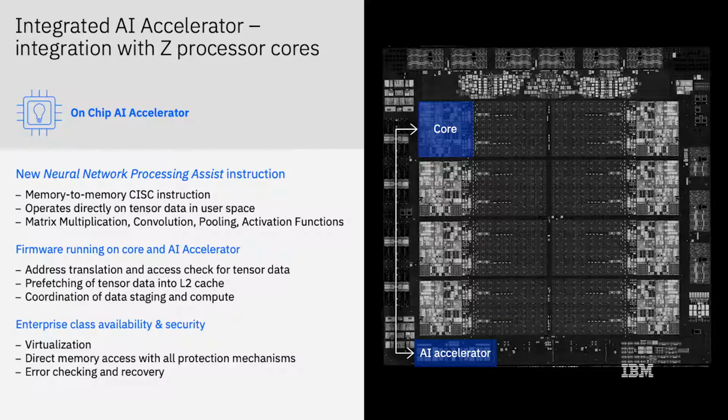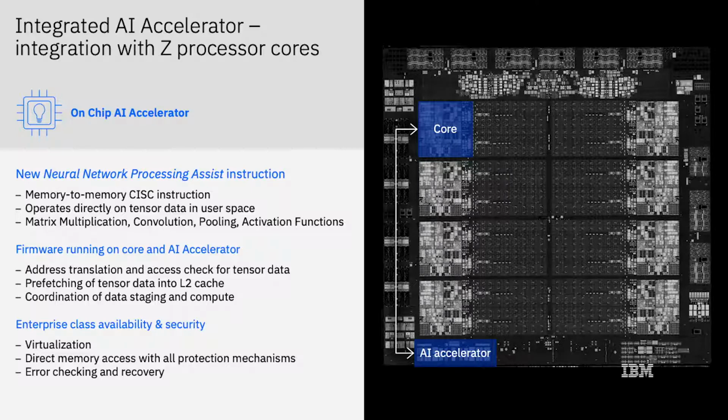There is firmware running on both the processor core and the AI accelerator. The processor firmware performs all the address translation, translating the program virtual addresses to physical addresses, and it also performs access checking as it performs that translation. That way, we inherit all the natural virtualization and protection capabilities of the core for the AI accelerator.